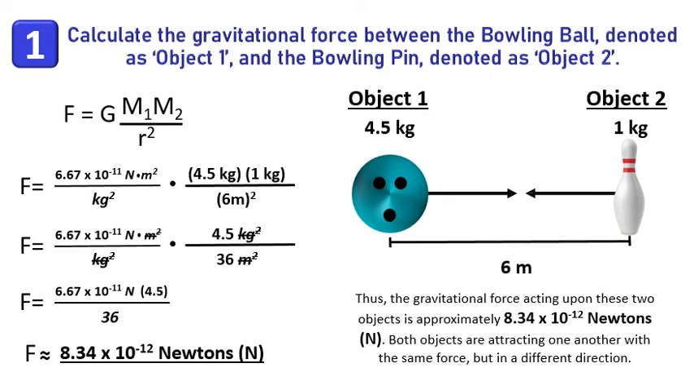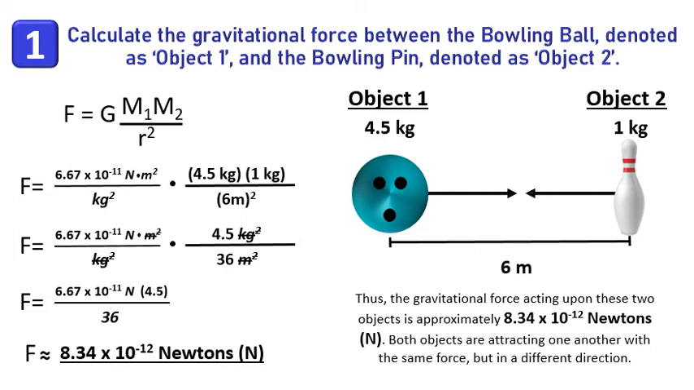Now that we have all the information we need, we can simply plug them into the gravitational force formula, which states once again the gravitational force is equal to the universal gravitational constant times mass 1 times mass 2 divided by distance squared. First, let's write out the ratio for the universal gravitational constant as 6.67 times 10 to the minus 11 newtons times meter squared divided by kilogram squared. Now let's plug 4.5 kilograms as mass 1, 1 kilogram as mass 2, and 6 meters as r.